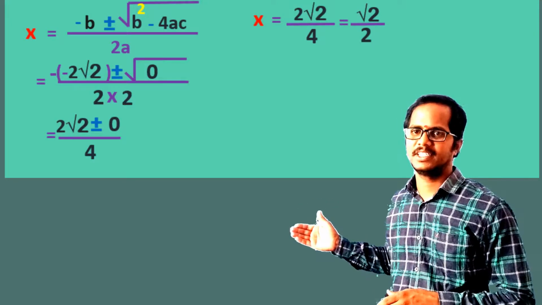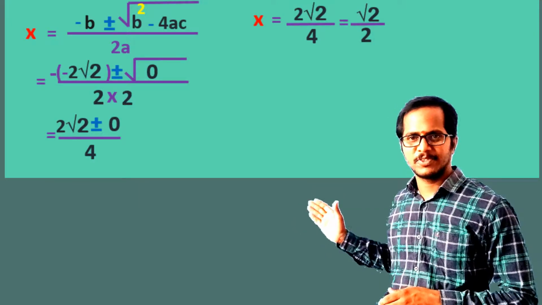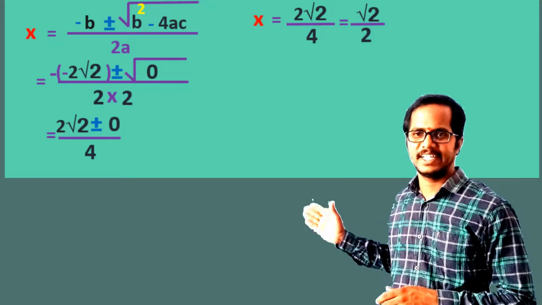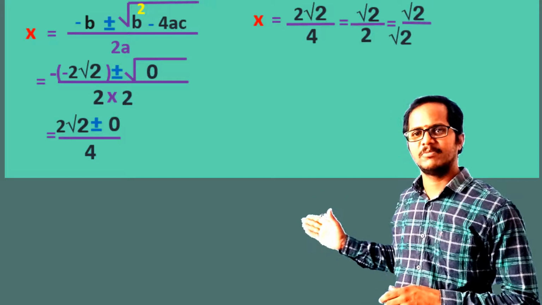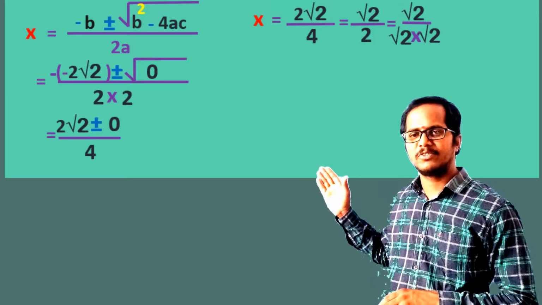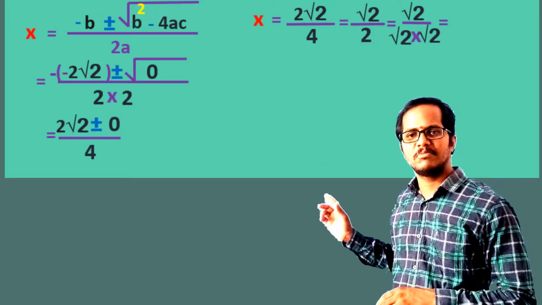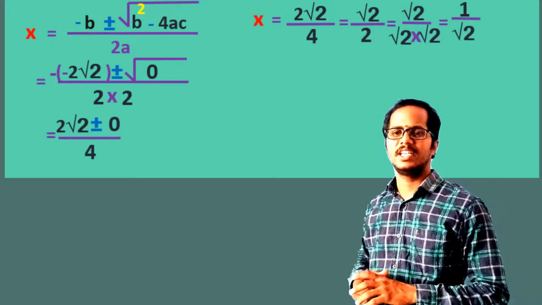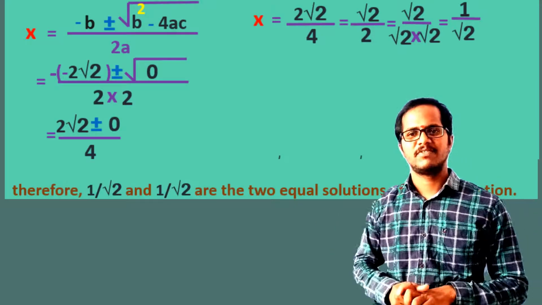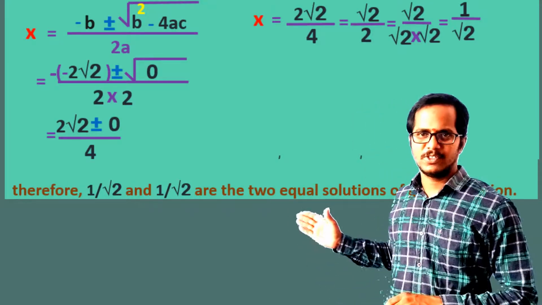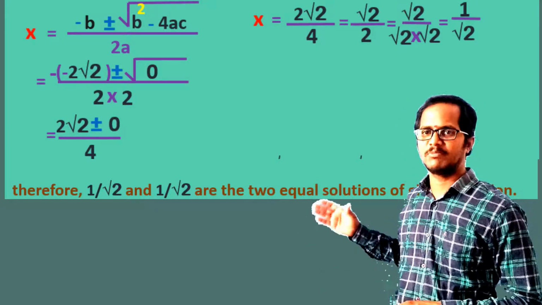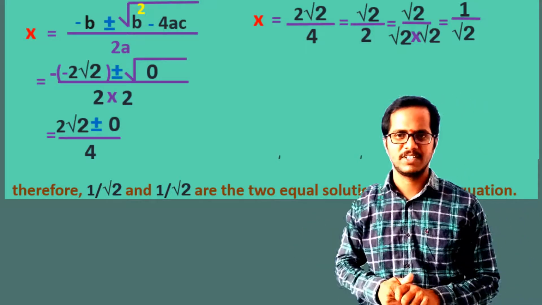Again, if you want to simplify this, we can write the denominator 2 as root 2 into root 2, since root 2 into root 2 equals 2. So we get root 2 by root 2 into root 2, and we can cancel root 2 in the numerator and the denominator. So we get 1 by root 2 as the solution of the given equation. So here x equals 1 by root 2 is the solution of the given equation, and we get only one solution. That means the given equation has two equal roots, 1 by root 2 and 1 by root 2, as the solutions of this equation.